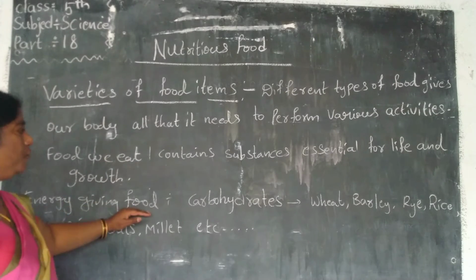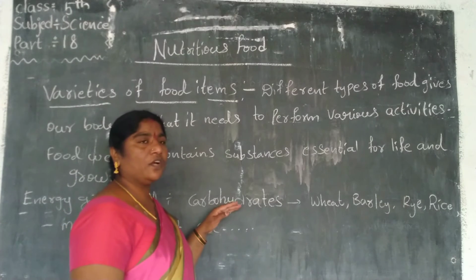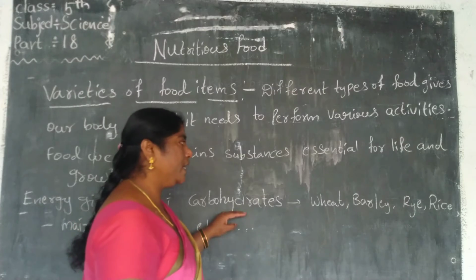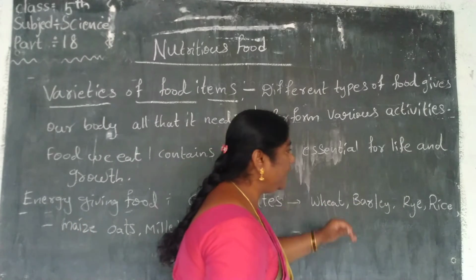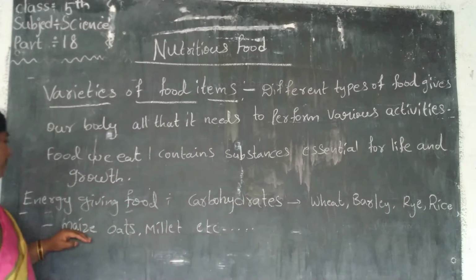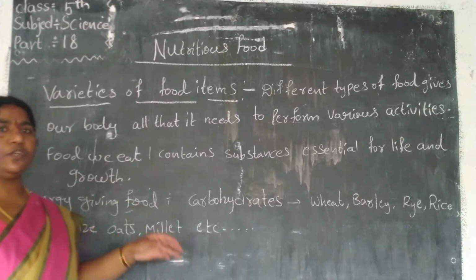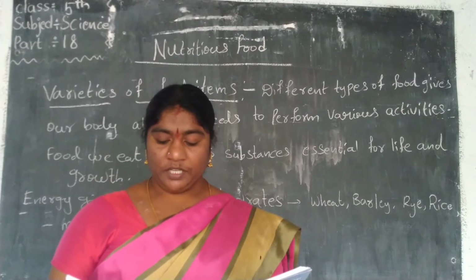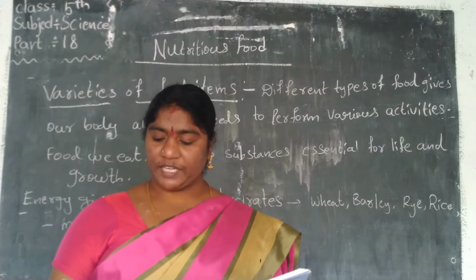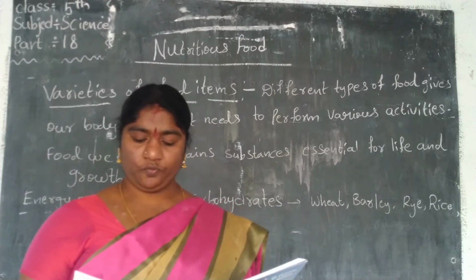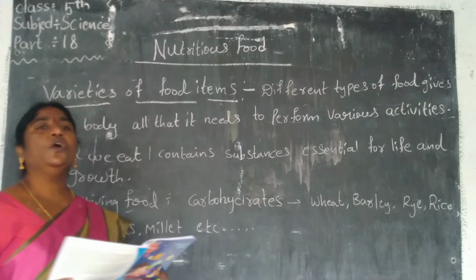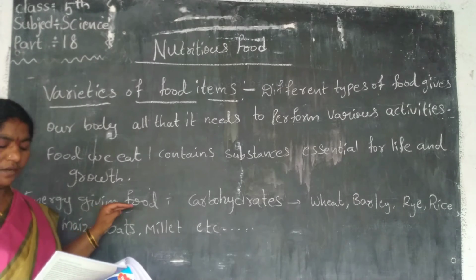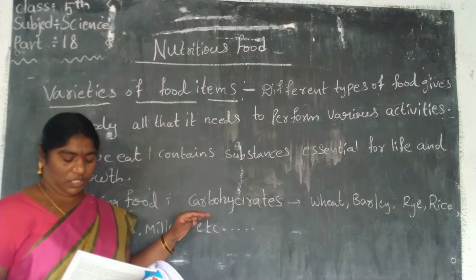Energy giving food is based on carbohydrates. The main energy giving foods with carbohydrates are wheat, barley, rice, maize, oats and millets. We have to learn thoroughly. Food that gives us energy to perform various activities is called energy giving food. Yes, food gives energy. Which foods give energy? Those foods are called energy giving food.